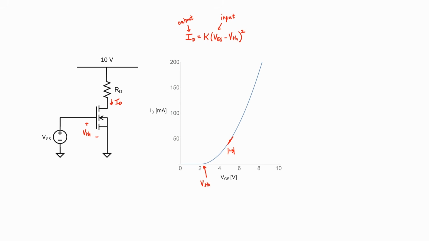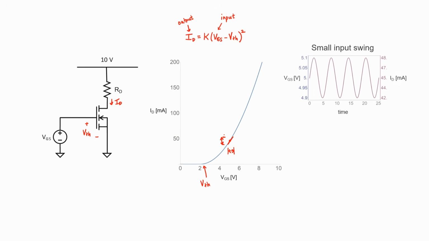For instance, let's assume that we have an input source that varies between 4.9 volts and 5.1 volts, a small 0.2 volt variation. How does it look at the output side? Well, let's go ahead and graph it. We actually have two curves here plotted one on top of the other. I have a blue curve that represents our input sinusoidal voltage, and I have a purple curve representing our output drain current. It's hard to see that there are two curves here, isn't it? They're overlapping each other because the output is just a scaled version of the input.